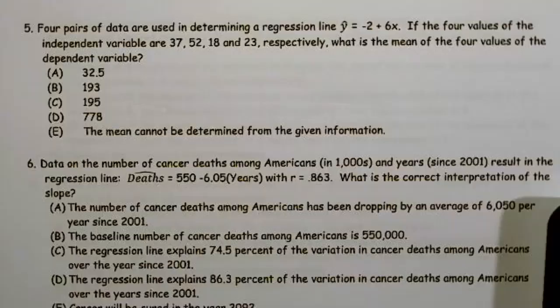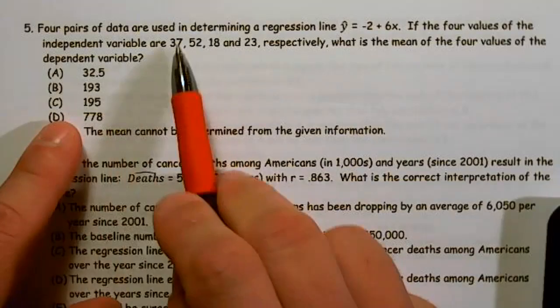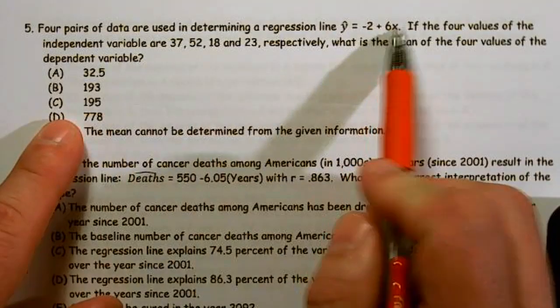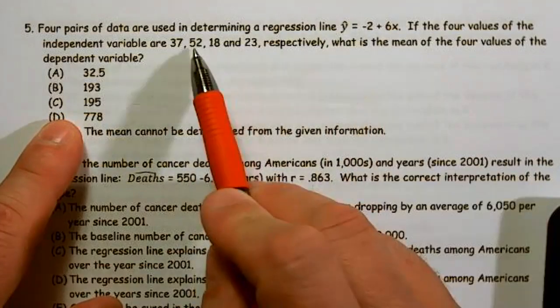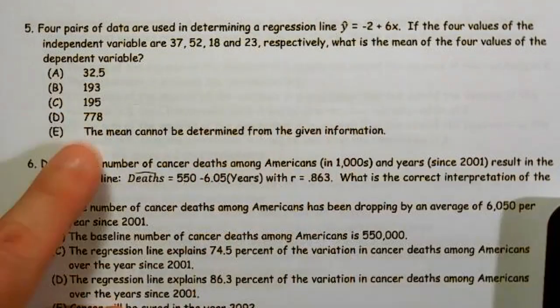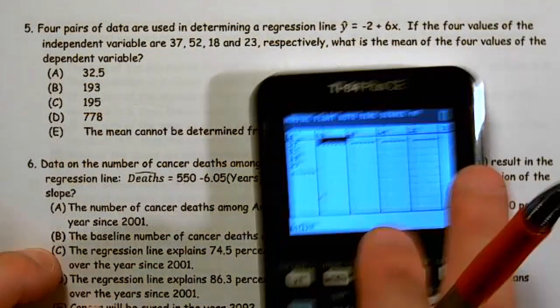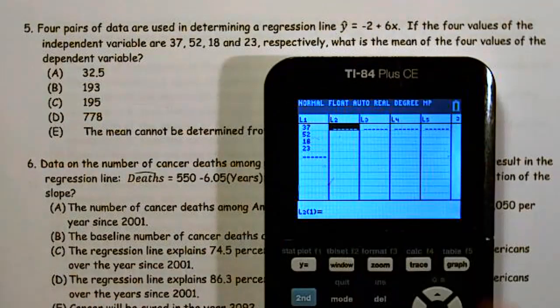All right, 4 pairs of data are used in determining a regression line, Y hat equals -2 plus 6X. If the 4 values of the independent variables are 37, 52, 18, and 23, what is the mean of the 4 values of the dependent variable? In other words, let's plug in our x's into this equation. Let's plug in 37 and calculate y, 52, calculate y, 18, calculate, 23, calculate, and we're going to take the average. So I'm going to kind of cheat and do that fairly quickly.